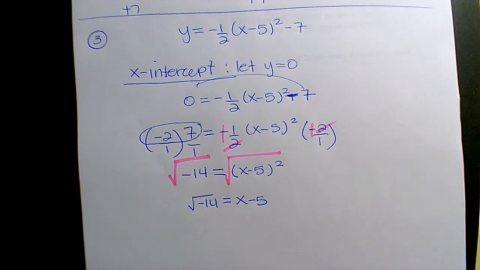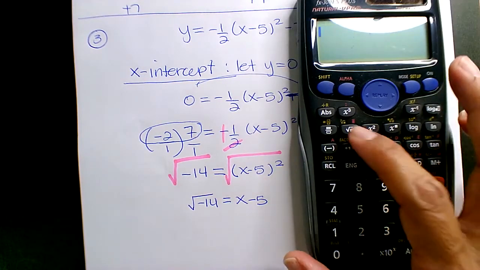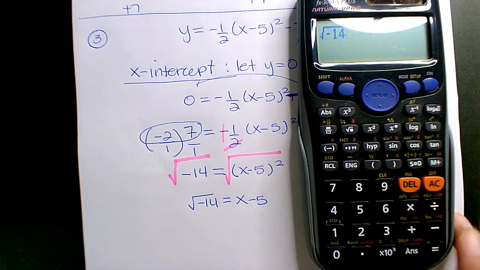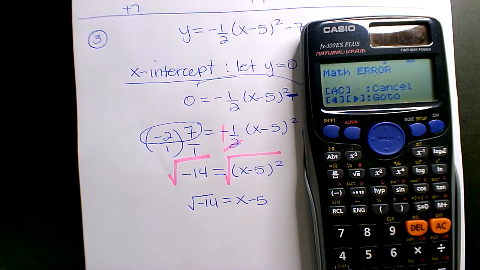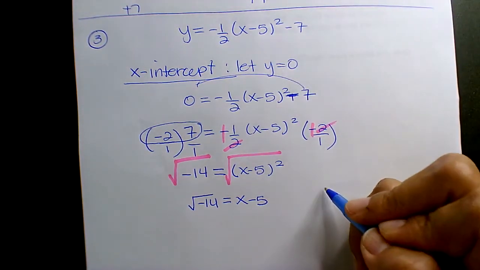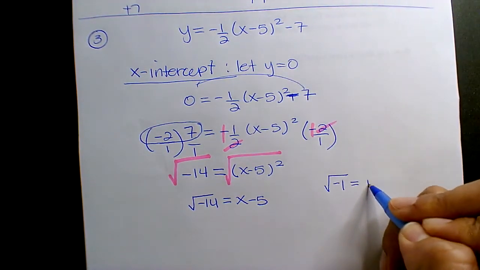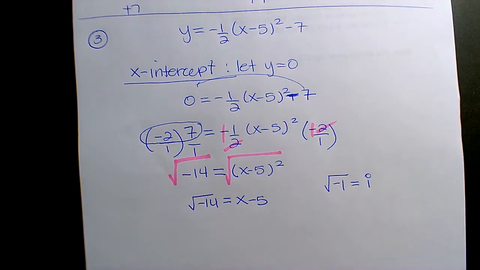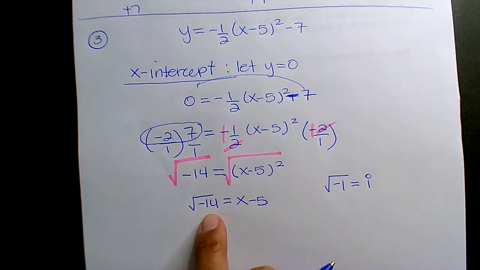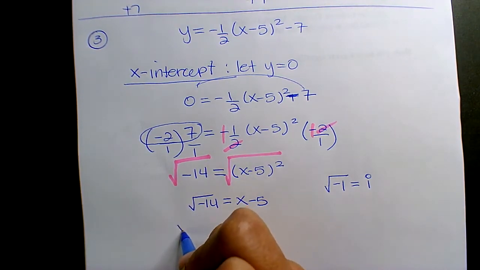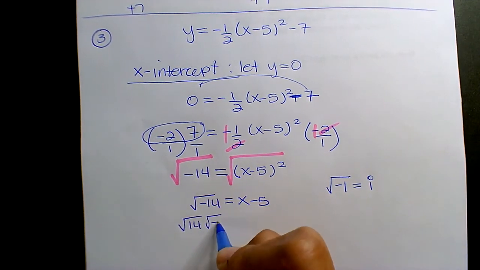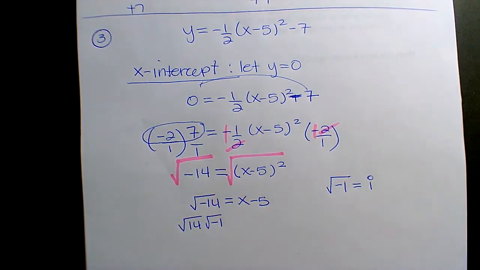So if I was to type it, right, math error, and that's because it's kicking in the imaginary, and so we're going to get a complex root. So remember, the square root of -1 is that i. It's the imaginary, right? So you're looking at this as rad 14, rad -1, if you were to separate.